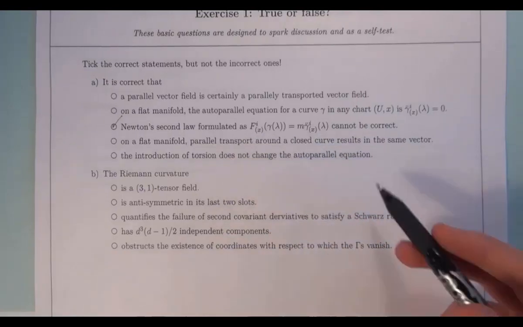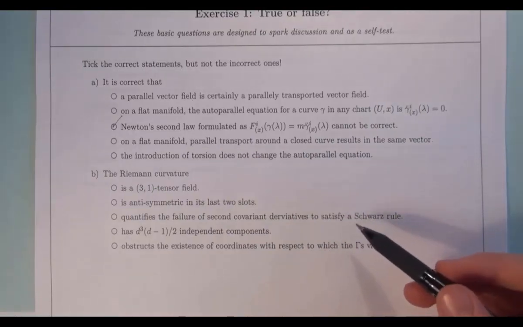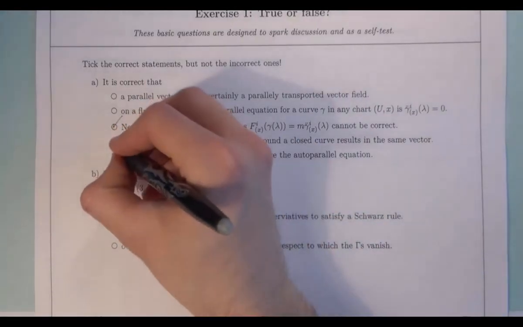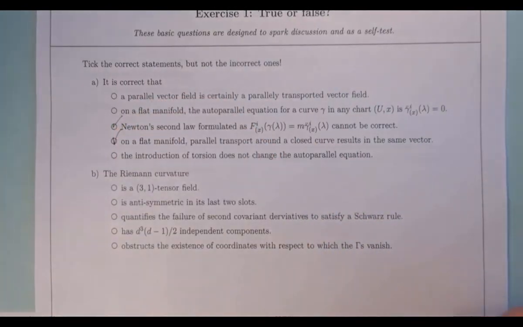On a flat manifold, parallel transport around a closed curve results in the same vector. Well, definitely it does. So if everything's flat, we have no curvature at all. If we take a vector and do parallel transport around a closed curve, we always have to end up at the same vector again. There's no chance to get any other vector. And the introduction of torsion does not change the autoparallel equation. Well, that is also correct.